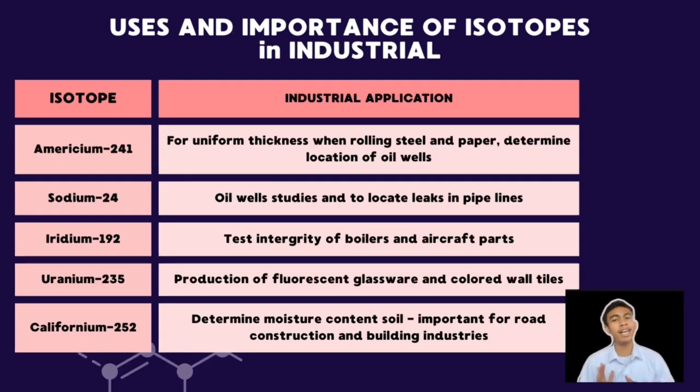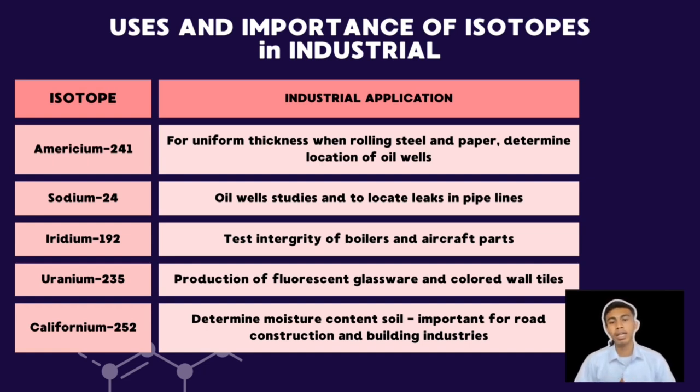So now let's move on to the industrial use of isotopes. First, americium-241 is commonly used to ensure uniform thickness when rolling steel and paper. It is also used to help determine the location of oil wells, which makes the drilling process more efficient. And then second, sodium-24 is used in oil well studies and to detect leaks in pipelines.